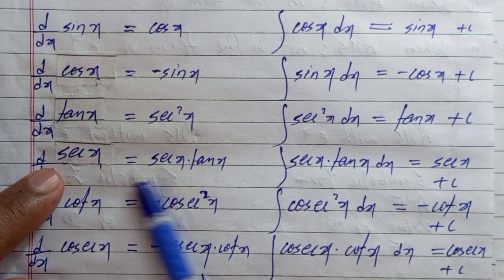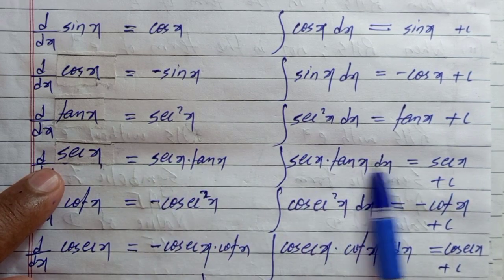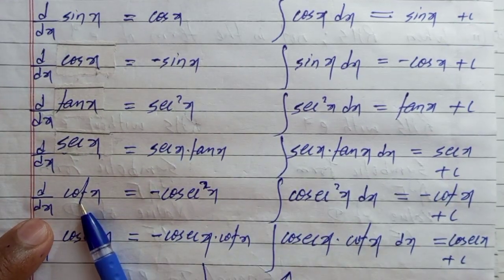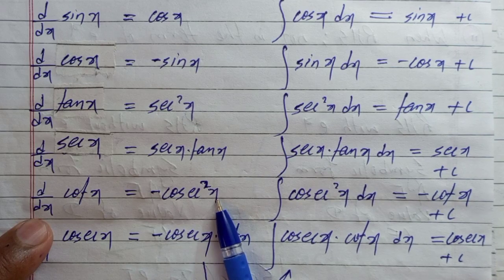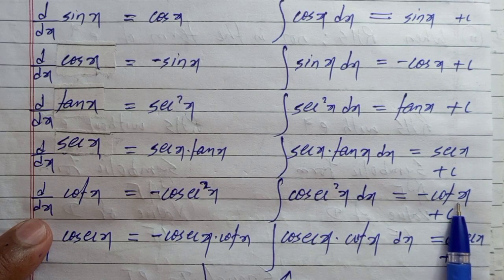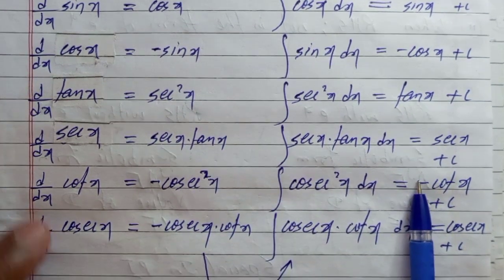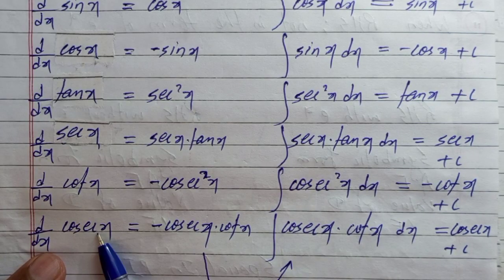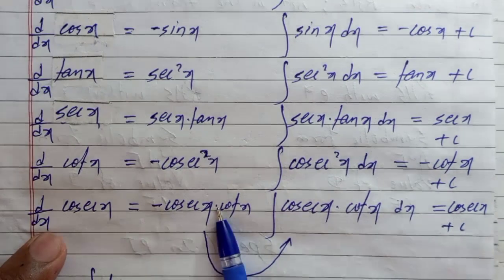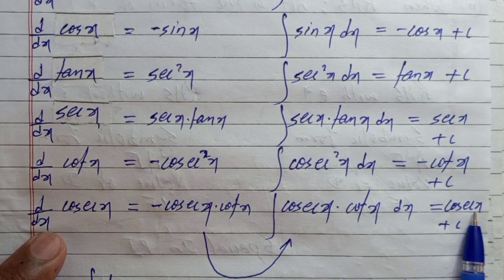Similarly, the derivative of sec x is equal to sec x into tan x, so the antiderivative of sec x tan x is equal to sec x. Same way, the derivative of cot x is minus cosec square x, so the antiderivative of cosec square x is equal to minus cot x. The minus sign can be used on either side. So the derivative of cosec x is equal to minus cosec x into cot x. So if we integrate this side, means the antiderivative of cosec x into cot x is equal to cosec x.